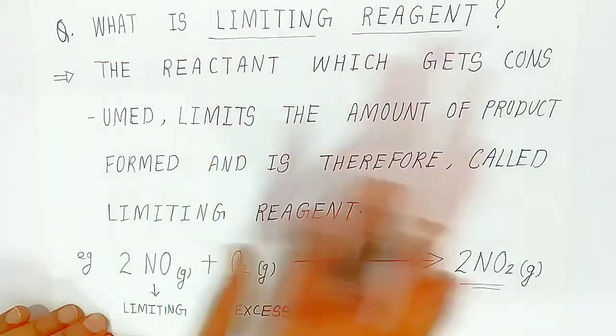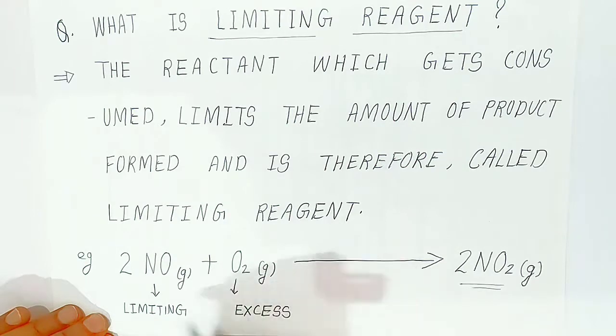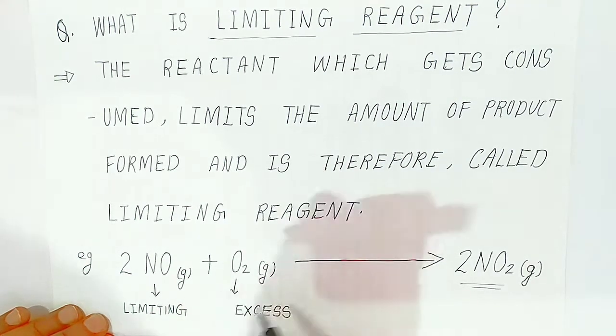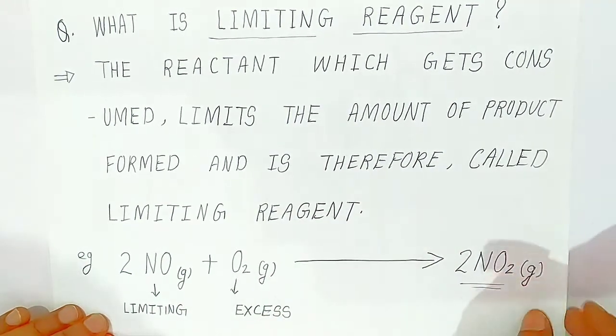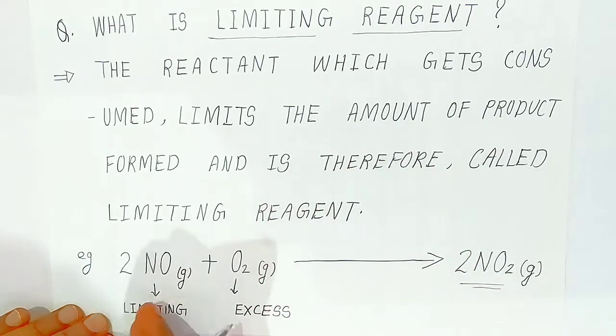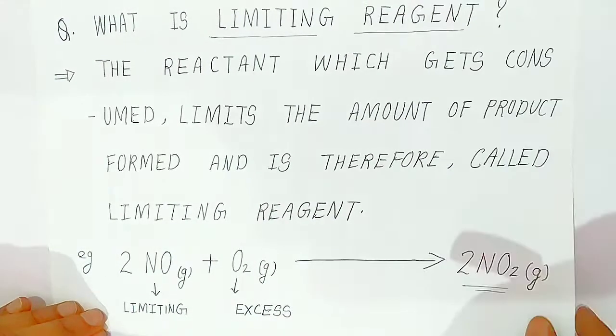Okay students, what is limiting reagent? The reactant present in less quantity we call the limiting reagent, and the reactant present in excess quantity on the reactant side we call the excess reagent. That means the product will depend upon the less quantity only. So this is the definition of limiting reagent.